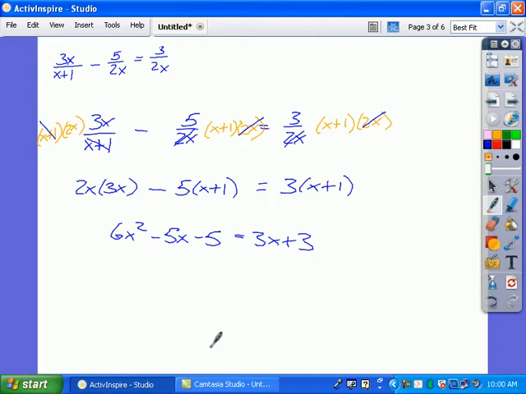Set everything equal to 0. So this becomes 6x squared minus 8x minus 8. Again, this is all even, so let's make this look a little nicer. 3x squared minus 4x minus 4. And now hopefully this thing factors.